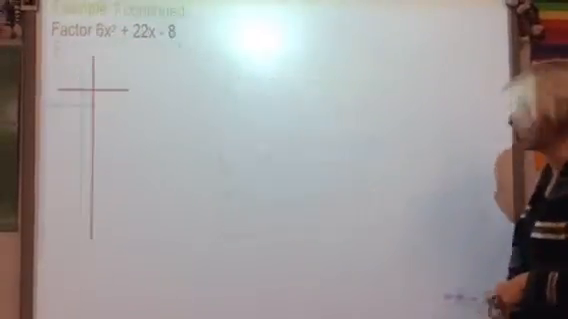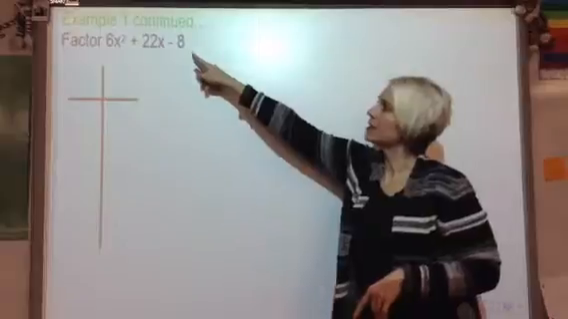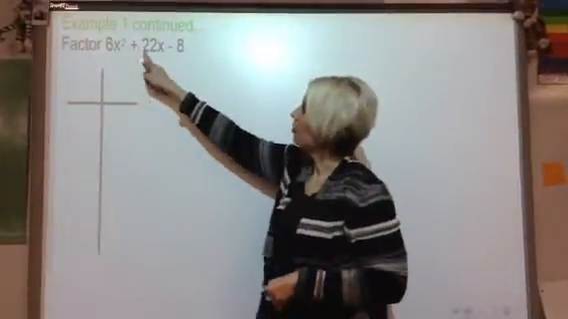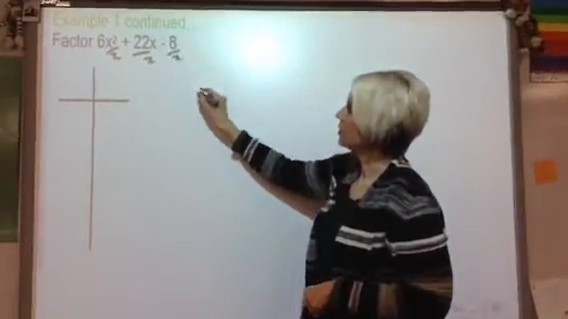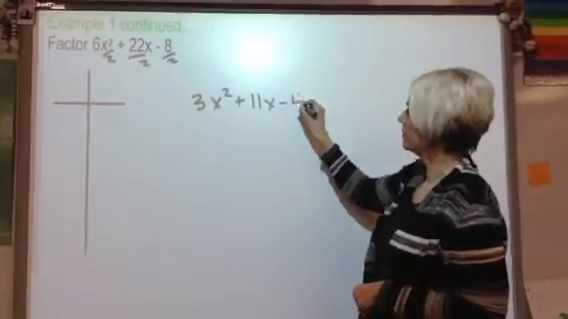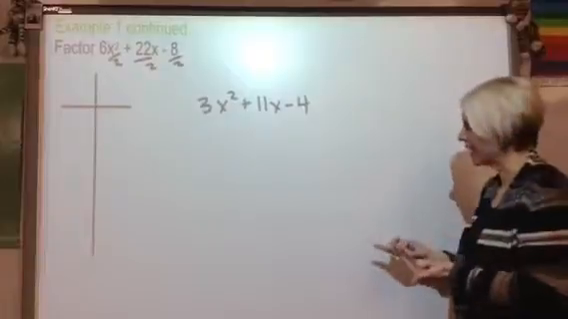One more example before you practice in your notes. If you'll notice, these 3 terms in this trinomial have a common factor. In fact, I can divide all of these by 2. So let's go ahead and do that. And now it's a little more simplified. So we have 3x squared plus 11x minus 4. Now our numbers are smaller. They're going to be easier to multiply and find factors of.